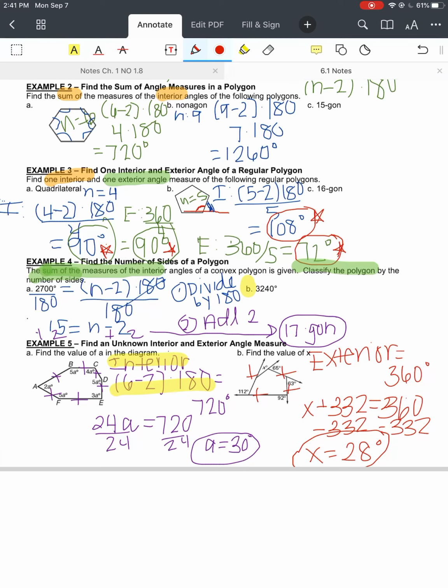All right, so again, the biggest thing for these types of problems like in example 5 is determining if you're using an interior formula or the exterior, so you can go ahead and set them all to 360. So make sure you're careful and watch out for that.